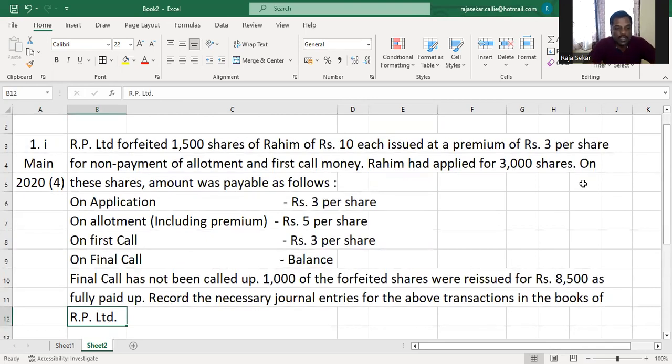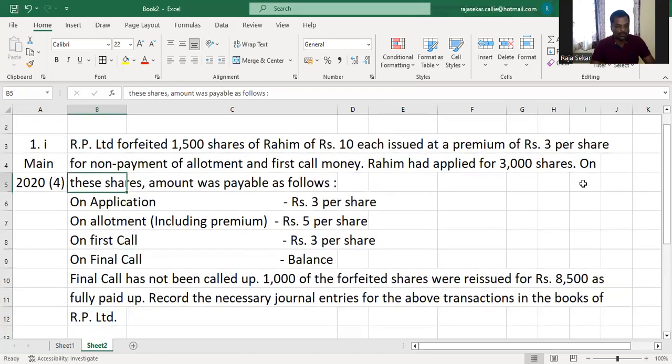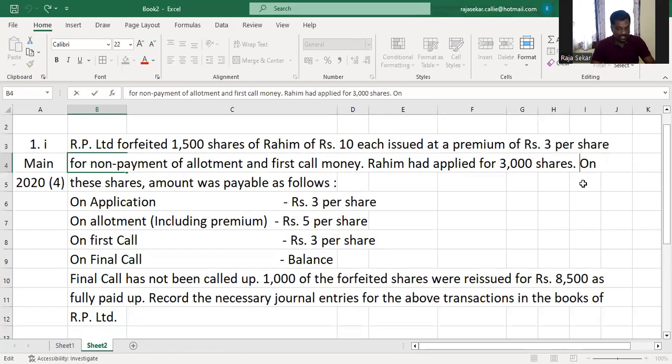And in this case, we see R.P Ltd has forfeited 1,500 shares of Rahim. And this question also involves securities premium. Now, we're not sure if Rahim had paid the securities premium or not. You might come back and tell me, sir, Rahim had only paid application money, so it's obvious that Rahim would not have paid securities premium because that is part of allotment. But you've got to notice, my dear children, this is a pro rata problem. That is, Rahim has been given 1,500 shares, but he had applied for 3,000 shares.